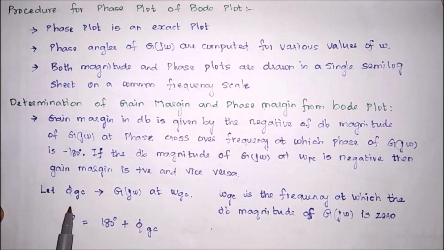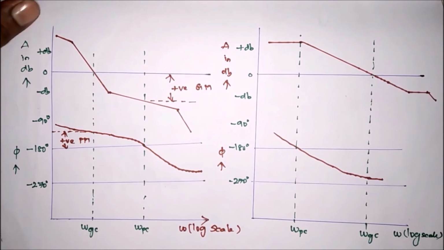So first, what do we have to do? We have to find the angle at the gain crossover frequency. Then if we add this phi at the gain crossover frequency with 180 degrees, it will give the phase margin. Gain crossover frequency is nothing but the frequency at which the decibel magnitude of G of j omega is 0. So we see now.